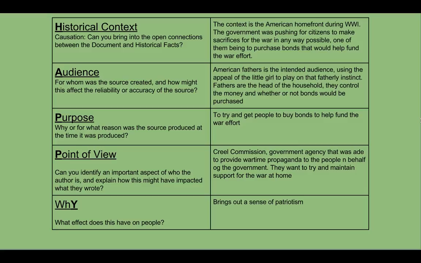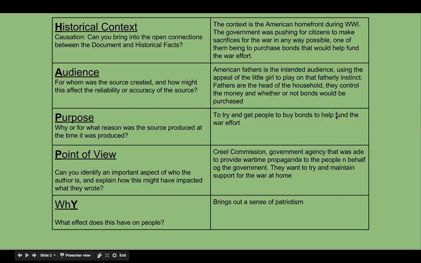So the audience in this case is American fathers, trying to play on that fatherly instinct, seeing that little girl and making that appeal: look, my dad bought this for me. Did yours buy one for you? It's just trying to make that appeal to American fathers that they should do what they can to support this country, to keep their little sons and daughters at home safe, and to do their duty as Americans.